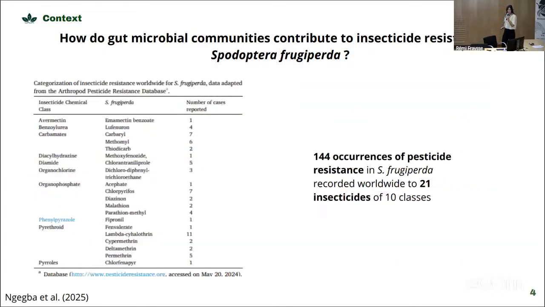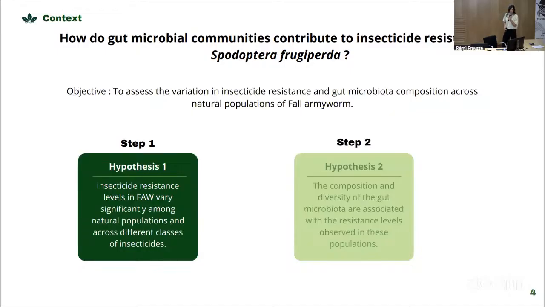And it's even more interesting when we know that worldwide this species is resistant to 21 insecticides of 10 classes. So the first objective is to assess the variation in insecticide resistance and gut microbiota composition across natural populations. And today I will talk about the first step of my work, which is to assess if insecticide resistance level in fall armyworm varies significantly among the populations and also across different classes of insecticide. This will be the basis of my research. So later on I will link this data with microbiota. Today I'm not really going to talk about microbiota.